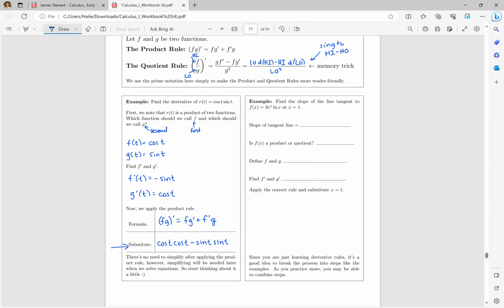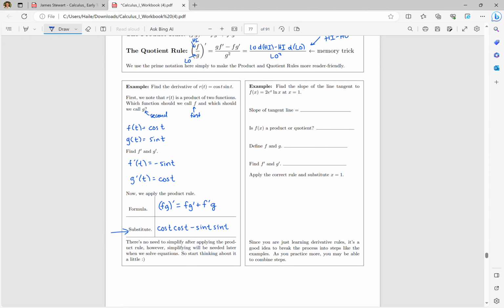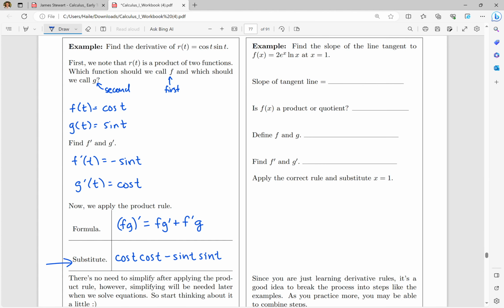Okay, let's look at one more example. So we're going to find the slope of the line tangent to f of x is equal to 2e to the x times ln of x at x is equal to 1. Okay, so we start this by thinking about, well, what does the slope of the tangent line mean? Well, we know that means derivative. All right, we've done that a lot with flashcards and everything else. So by now you should know slope of the tangent line is derivative.